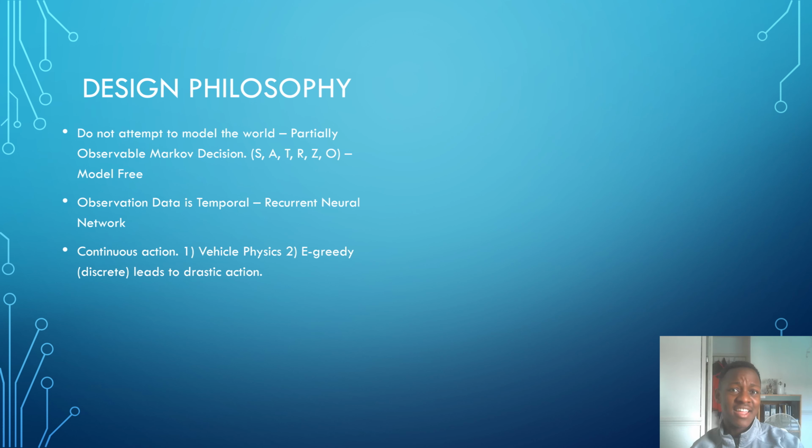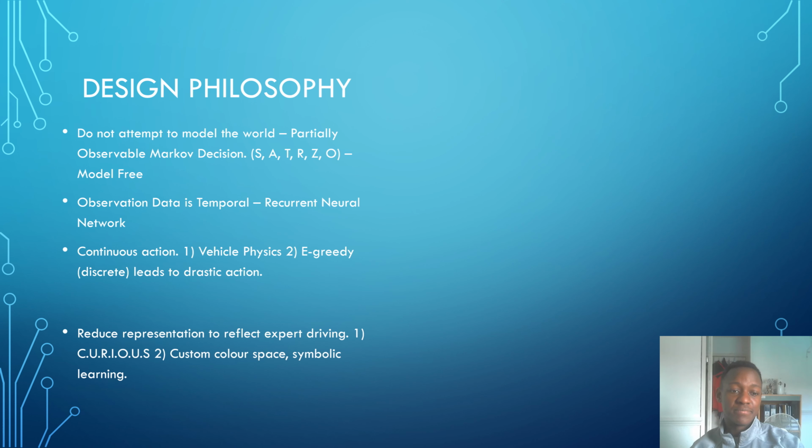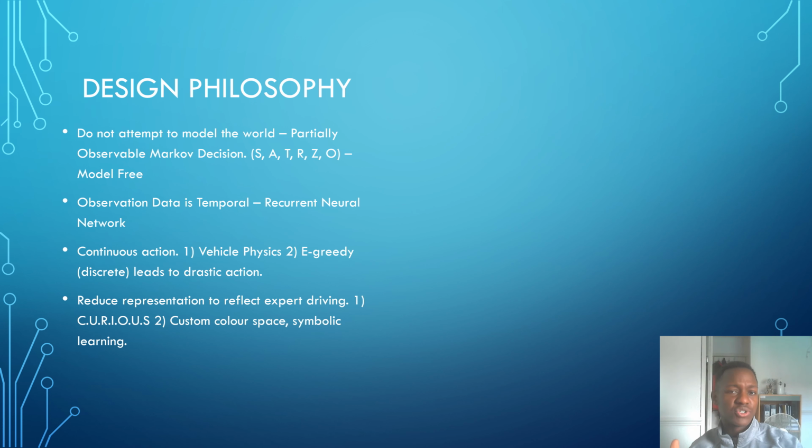And secondly, using discrete algorithms such as eGreedy can lead to drastic action and changes in policy. I also wanted to reduce representation to reflect expert driving, and CURIOUS would have been a bit too much for this project, but by having a custom color space and using a much lower dimension of representation, there's a lot less data for this algorithm.